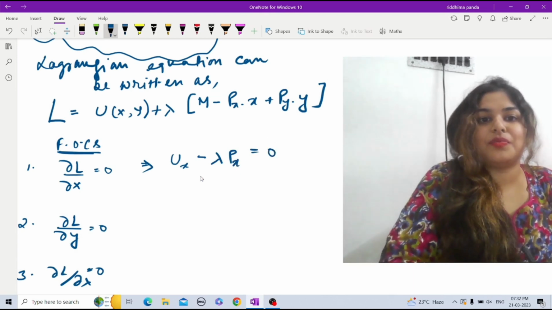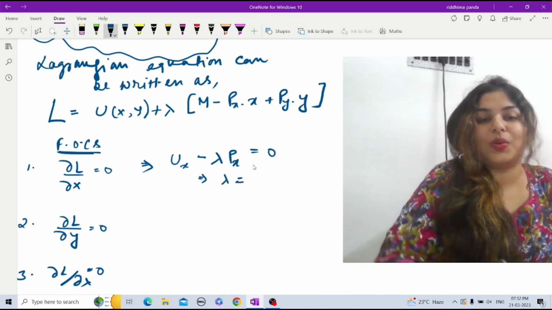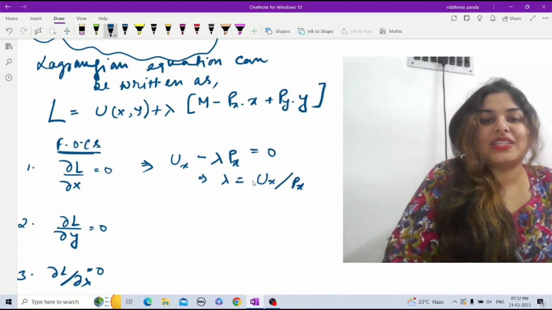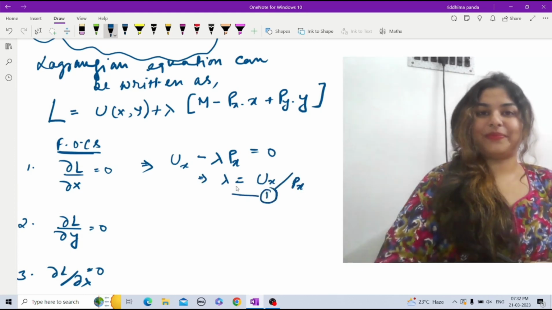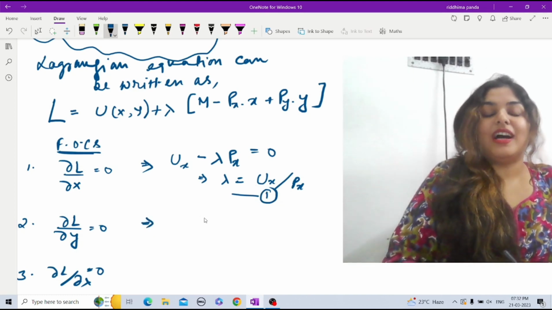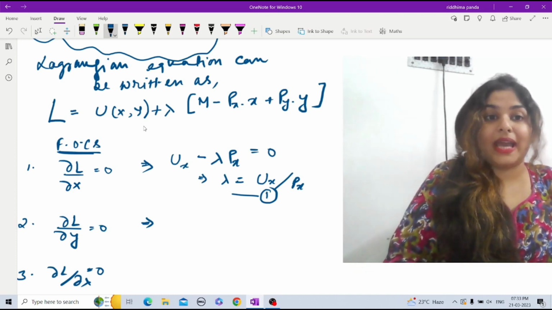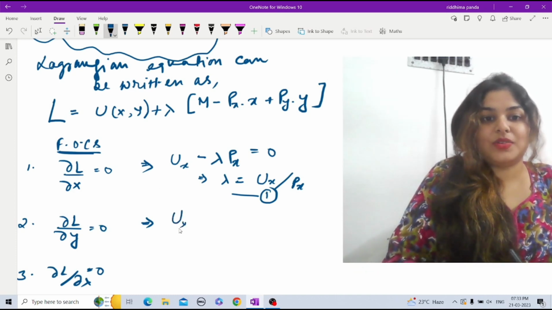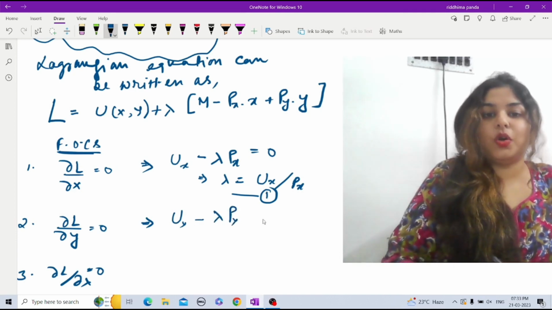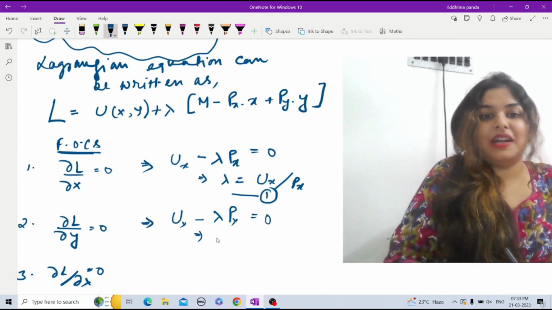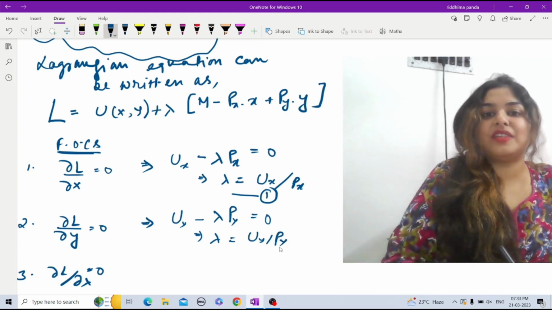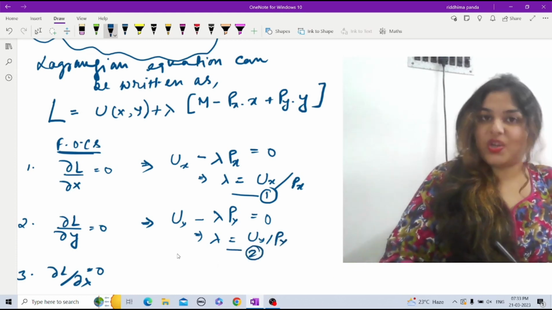This is equal to 0. So from here I can derive that lambda is equal to Ux, that is delta U by delta x, by Px. Let us mark it as equation 1. Now again the Lagrangian equation we are going to differentiate with respect to y. So again delta U by delta y, so Uy minus lambda into price of y, because the others will be 0. So this is the condition. From here lambda is equal to Uy, that is delta U by delta y, by Py. And this is my second equation.